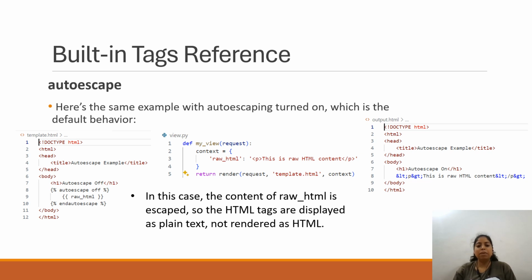Here's the same example with auto-escaping turned on, which is the default behavior in Django. In this case, the content of raw HTML is escaped, so the HTML tags are displayed in plain text and not rendered as HTML.